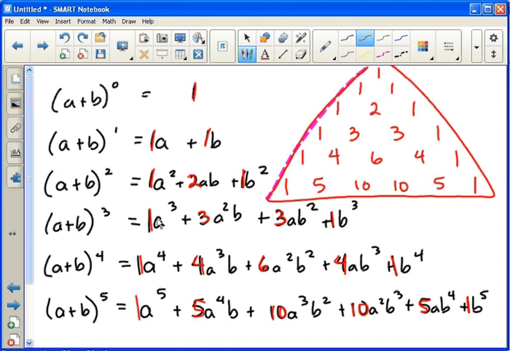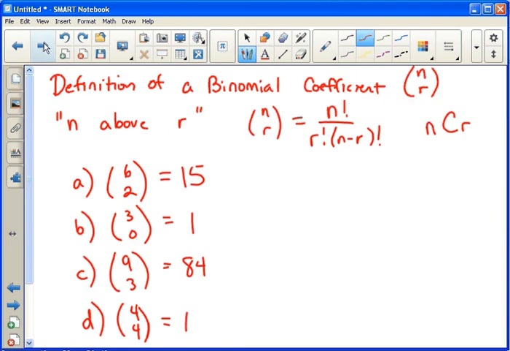So now let's look at the definition of a binomial coefficient, because this is the binomial theorem that we're looking at. It's written this way, with the parentheses and then n on top and r on the bottom, and it's read n above r. This is the formula that you can use to find it. You can use factorials. The good news is your calculator actually can do this for you without you even having to do the factorials. It's the same thing as the nCr, which we're going to talk more about later in the unit.